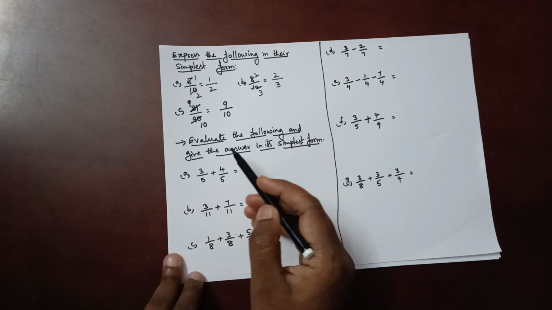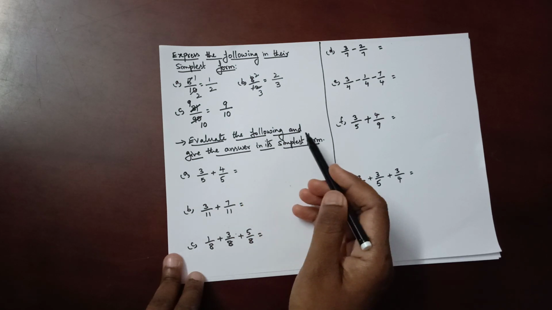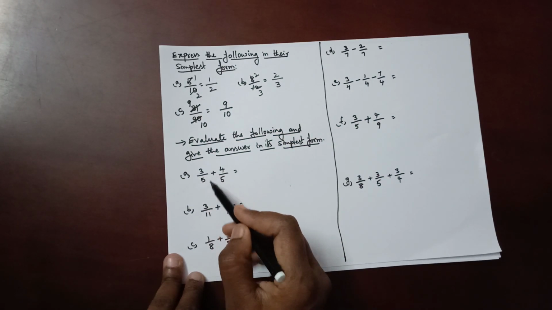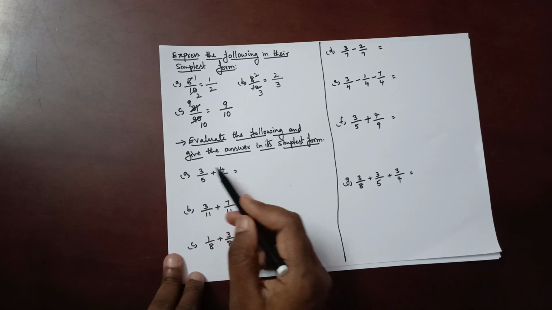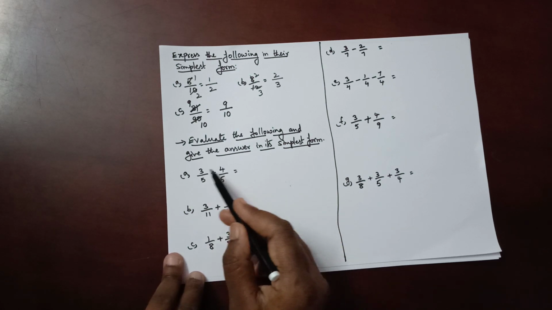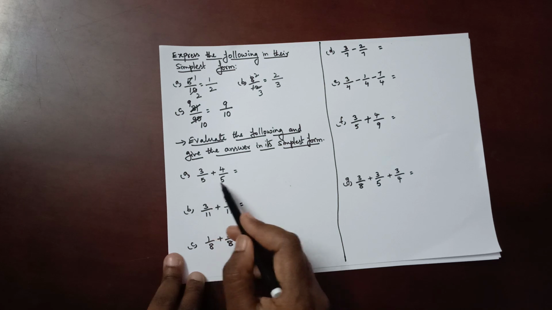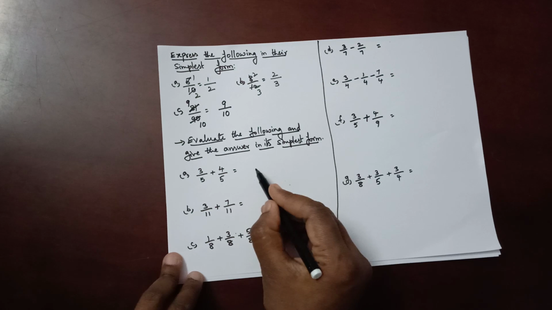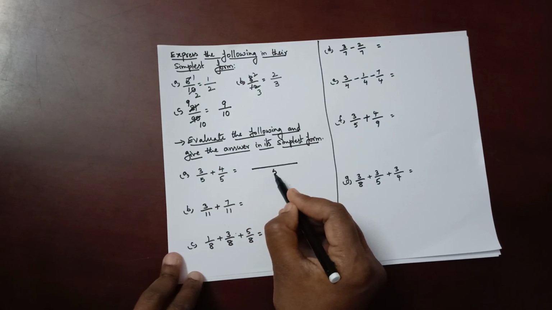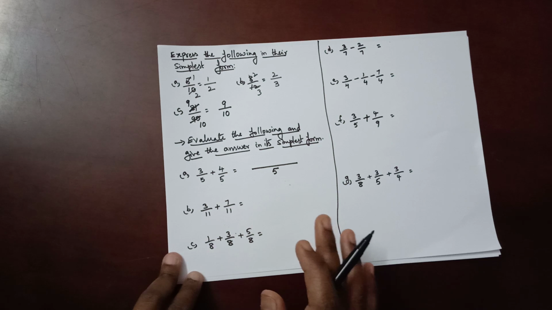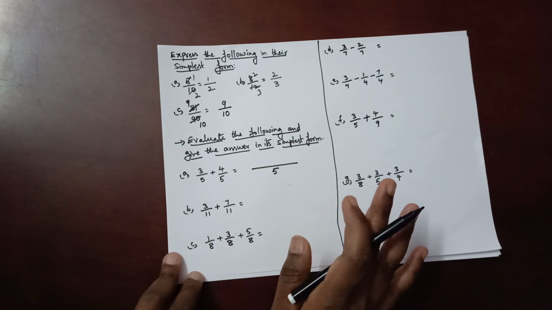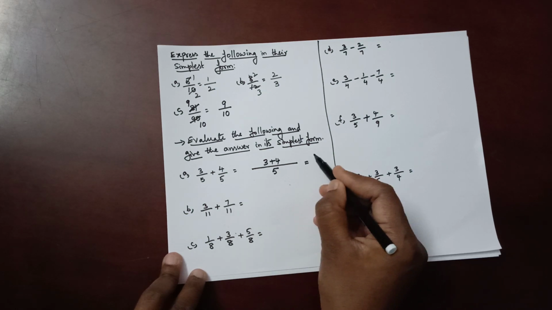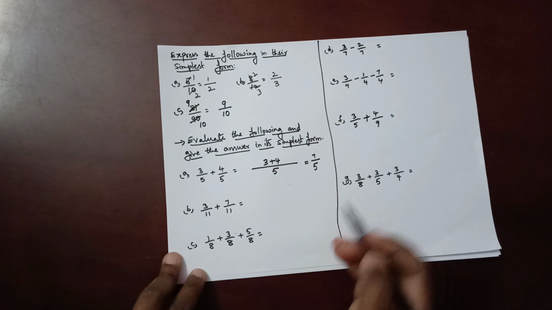Coming to the next problem, evaluate the following and give the answer in its simplest form. Here two fractions are given, so those two fractions we should add. So, addition of fractions. Here the denominator is the same. When the denominators are the same, the LCM is the denominator itself. So simply we add the numerators. So 3 plus 4, that is 7 by 5.